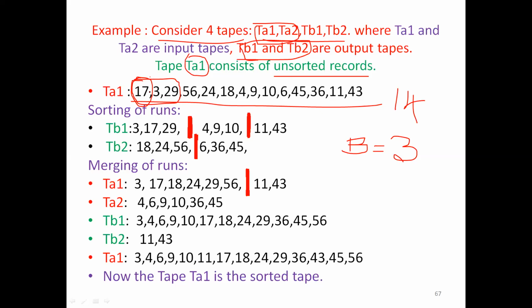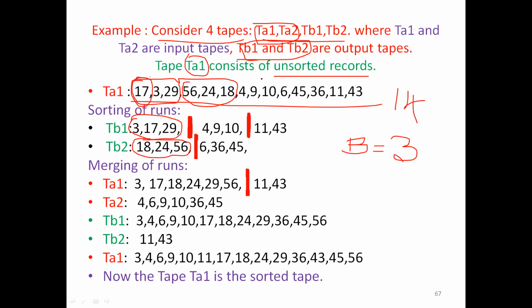I will collect from tape 1 and sort in the memory, and then write back into the external storage. Keep in mind, we are sorting in the internal storage only, the computer memory RAM. Once sorted, I am writing it in TB1. Next, I will take the second run from TA1, sort it, and store it in TB2, in sorted fashion.